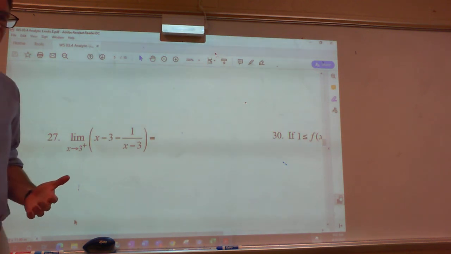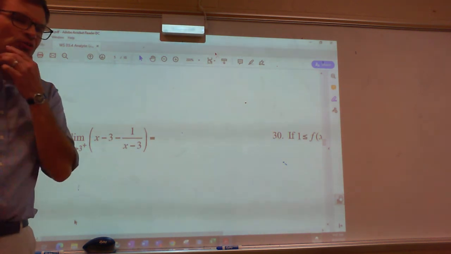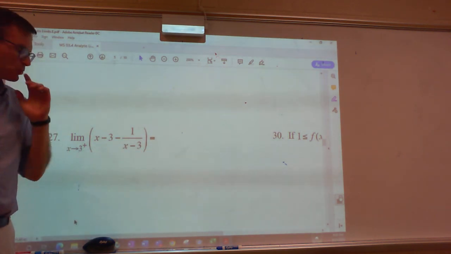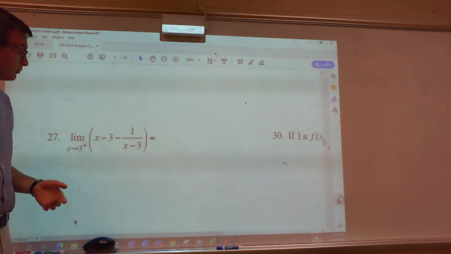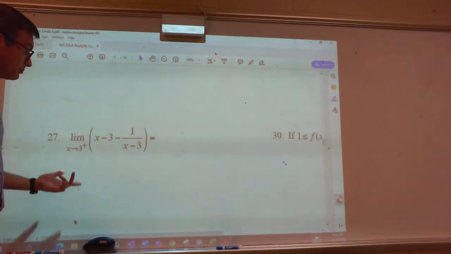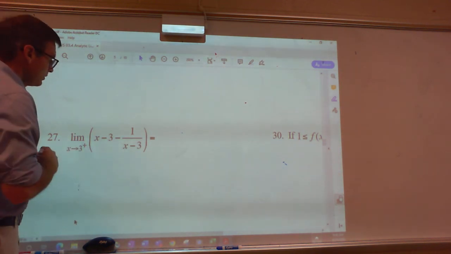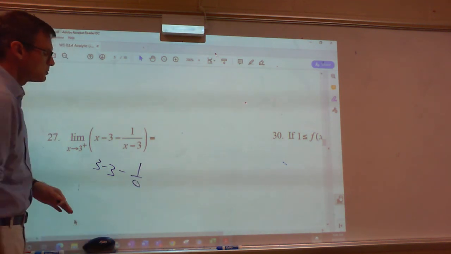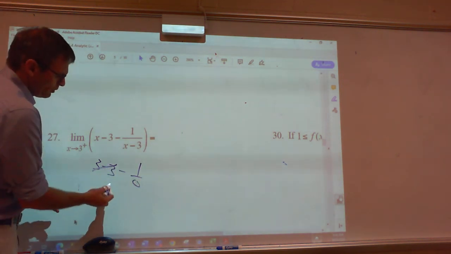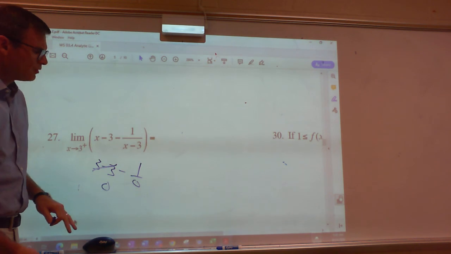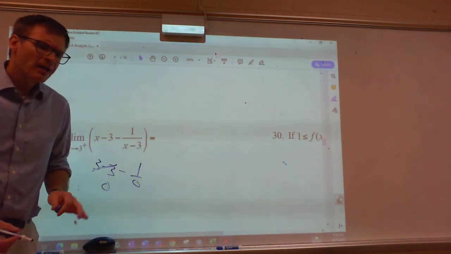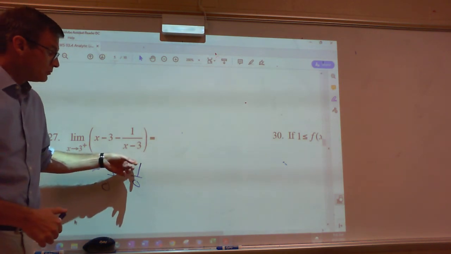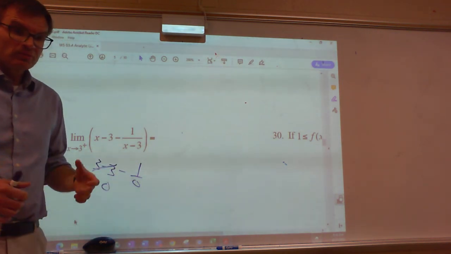So this is one of those things where there's no algebra that you can do. This is saying, what happens as we approach 3 from the right. The first thing we do is plug in 3. If I plug in 3, that gives me 3 minus 1 over 0. All right, so that's a 0 on the bottom, and I get a negative. This is not an indeterminate form. A number over 0 means you've got an asymptote.